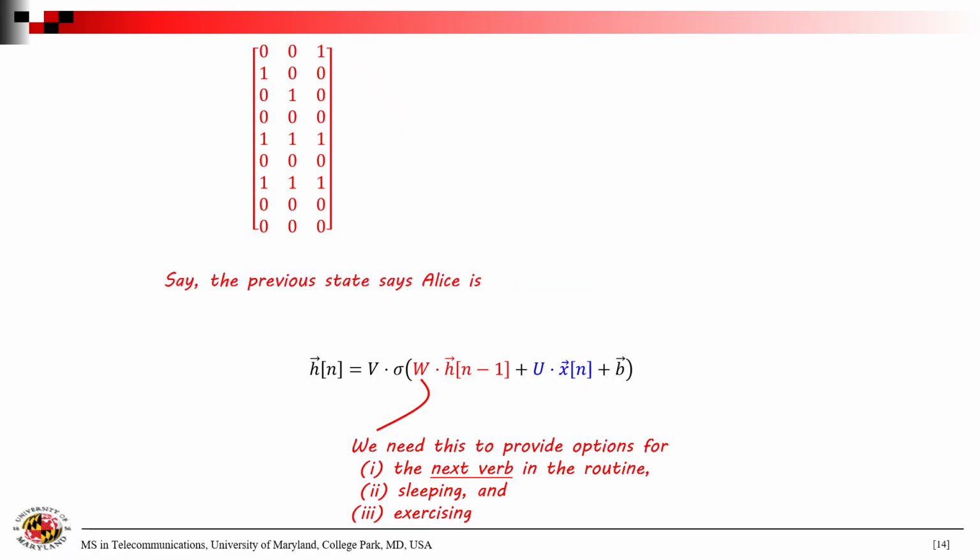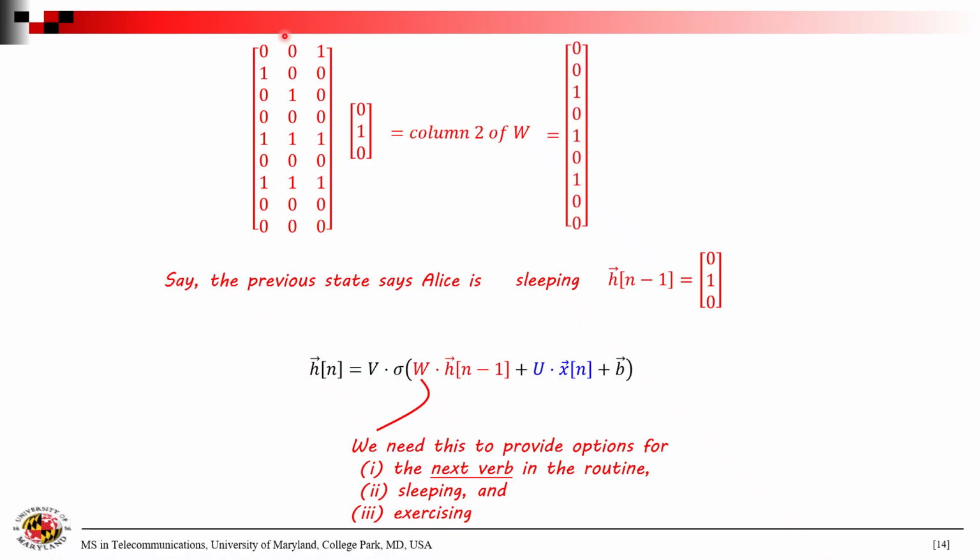Let's say that the previous state, in other words, yesterday, Alice was sleeping. Now, this is the vector for sleeping, right? We post-multiply yesterday's activity to W. And again, this is a vector that has all zeros except for a single one in position number 2. That means that this is going to grab column 2 of the matrix W. So we go ahead and copy column 2 from here to here.